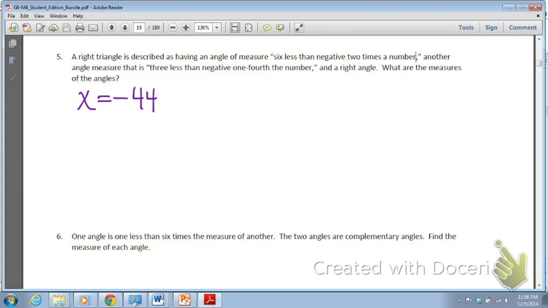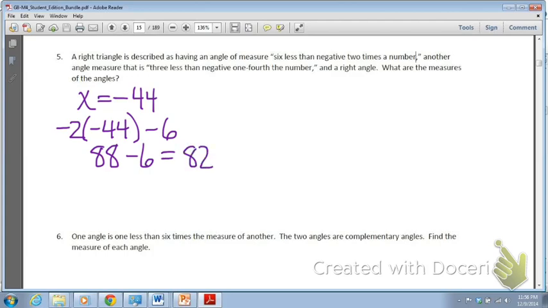And so my first angle there is 6 less than negative 2. So negative 2 times negative 44 minus 6. So this is, negative times a negative is a positive. So I've got 88 minus 6, or 82 degrees. So one angle is 82 degrees.